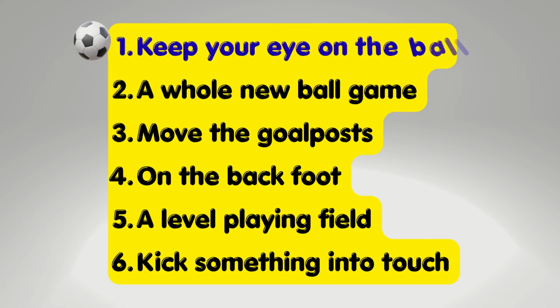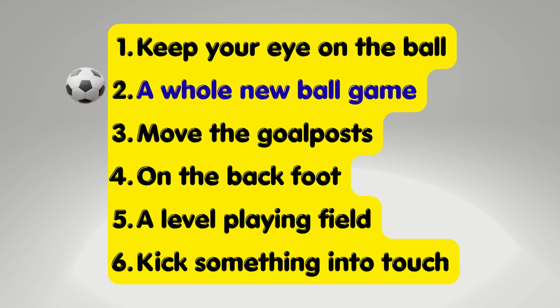Number 1, keep your eye on the ball. In football, it's literal, but in English, it means stay focused, don't get distracted. For example, a lot is going on at work right now, but keep your eye on the ball. Number 2, a whole new ball game. When a situation changes completely. For instance, I understood basic grammar, but fluent conversation, that's a whole new ball game.